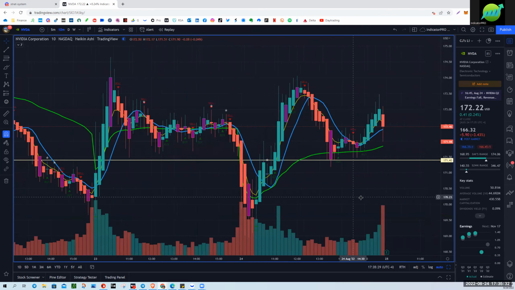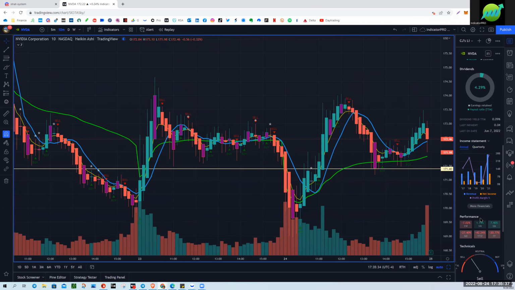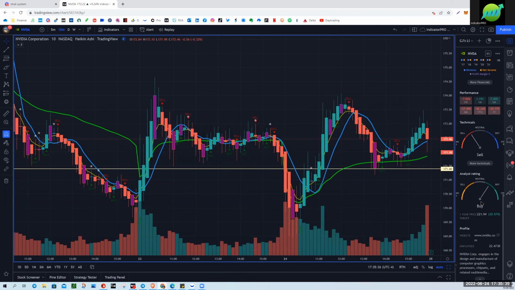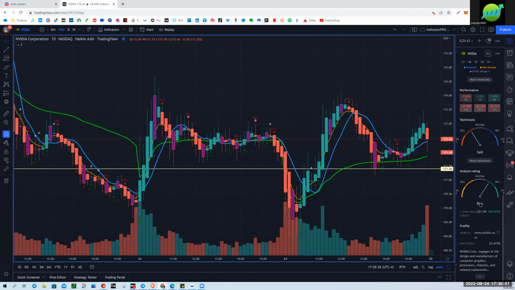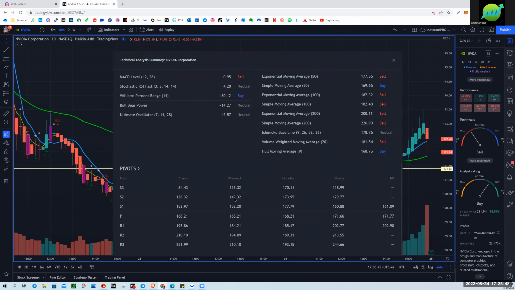So one of the ways to get around it is we can do the following. Here's a cheat mode: go all the way down on the right side and click more technicals. And you see the Fibonacci levels right here. You can take a look at the Fibonacci. 168 is your pivot. 152 is your support. 184 is your target.